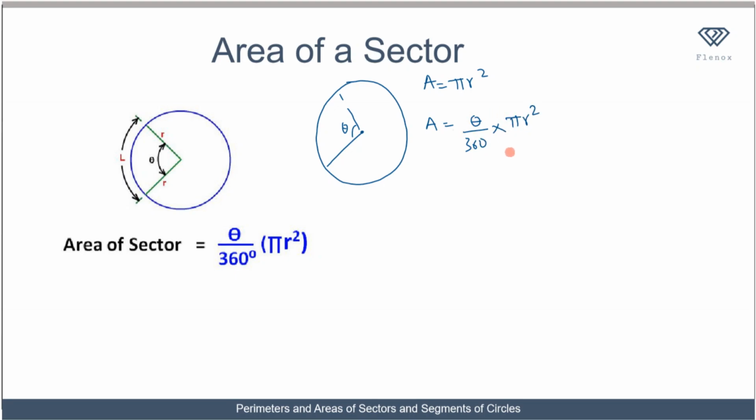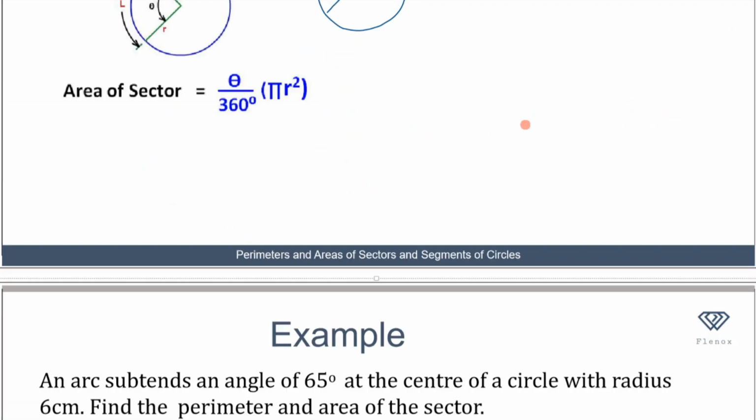And how do I know this is correct? The way to test it is to assume the area of a full circle. For a full circle, I know that theta will be 360 degrees. So my area will just be 360 over 360 times pi r squared. As you can see, 360 cancels out 360 and I'm left with pi r squared. So for a circle, the area is pi r squared. But when I'm calculating a sector, I just divide that angle theta by 360, multiplied by pi r squared. So let's look at an example.